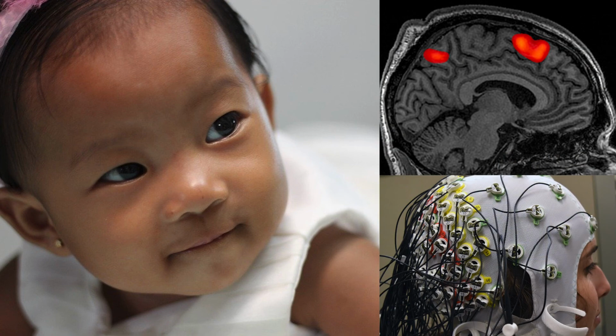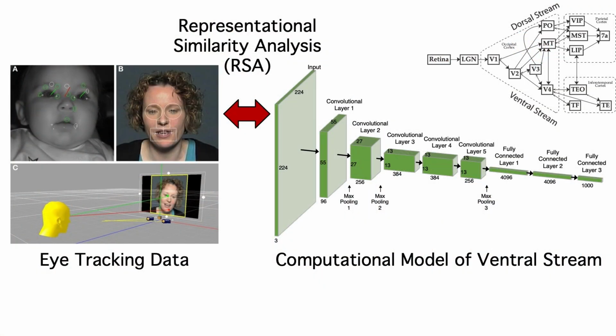It's incredibly difficult to conduct fMRI studies with awake-behaving infants, and EEG doesn't have the spatial resolution needed to isolate individual areas of visual cortex. To address this issue, we took an analytic approach called Representational Similarity Analysis, or RSA, and used it to link infant eye tracking data to a computational model of the ventral cortical processing stream.